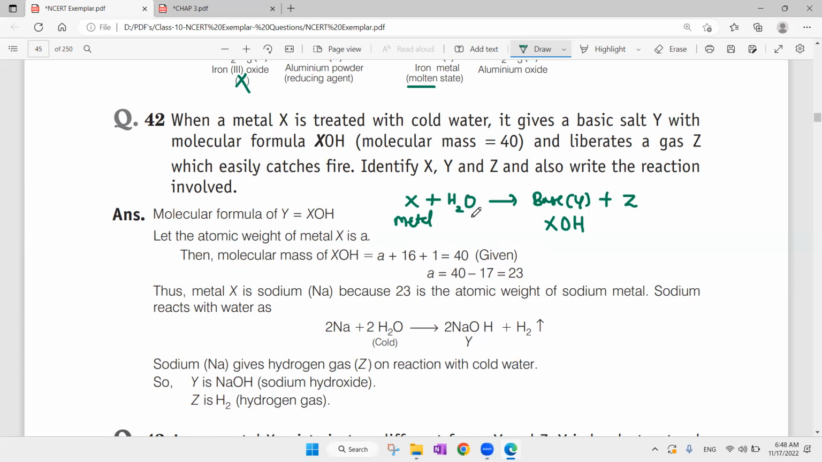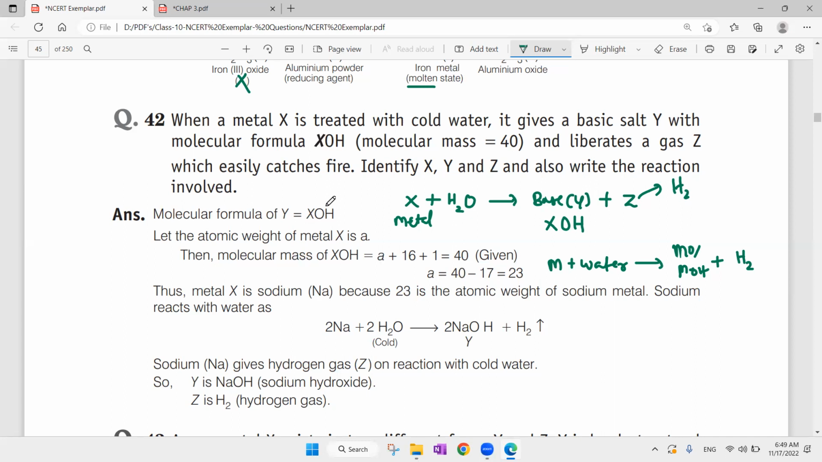We know the general equation, na? When metal is reacting with water, it produces either metal oxide or metal hydroxide plus hydrogen gas. This we know. So it liberates a gas Z which easily catches fire. We know this gas Z, that is hydrogen gas. We identified Z. Identify X, Y, and Z. Also write the reaction.